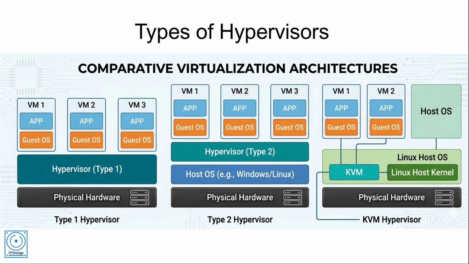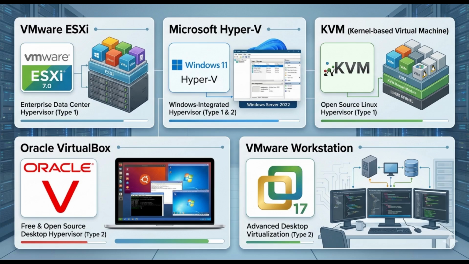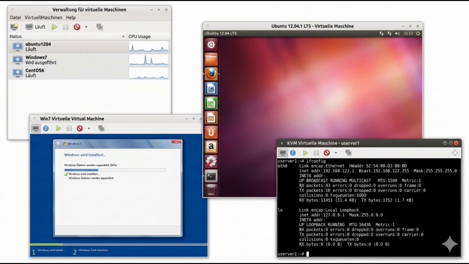Types of hypervisors. Hypervisors are divided into 2 categories, Type 1 and Type 2. Let's start with Type 1 hypervisors. Type 1 hypervisors run directly on the physical hardware. There is no Windows or Linux host operating system sitting underneath them because they communicate directly with the hardware. They provide better performance, better security, and lower overhead. This is why cloud providers such as AWS, Azure, and Google Cloud use Type 1 hypervisors. Examples include VMware ESXi, Proxmox, Linux KVM, and Microsoft Hyper-V.